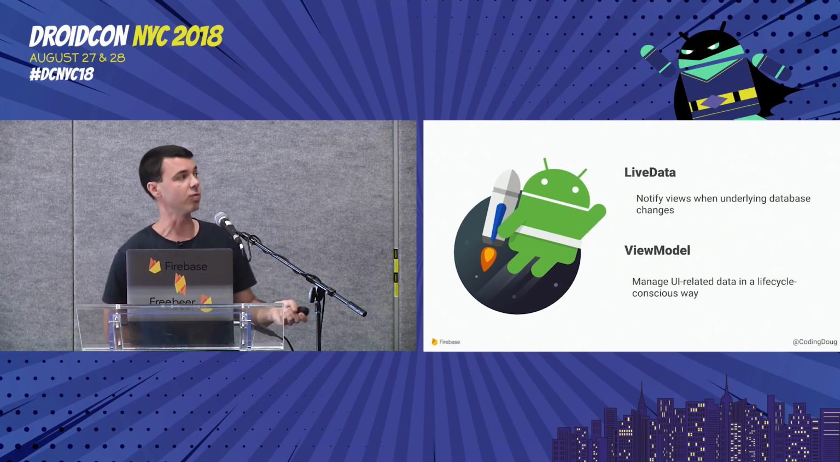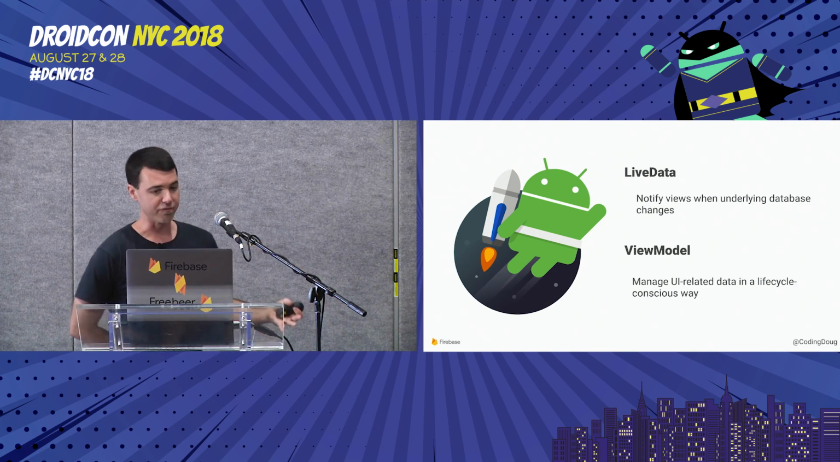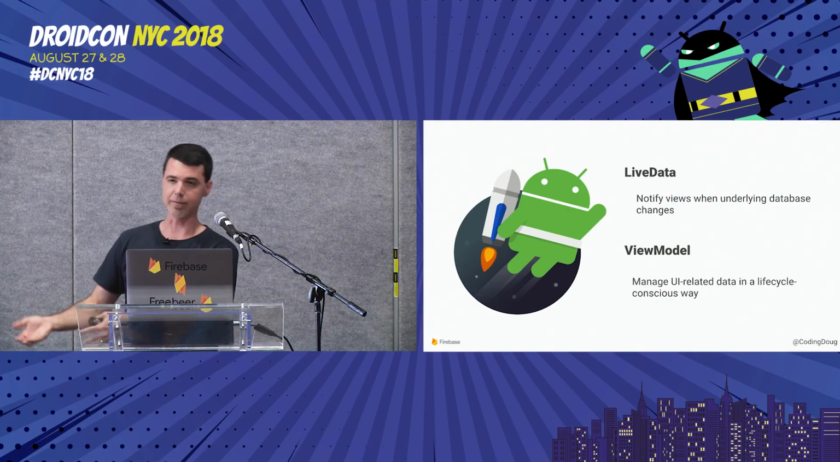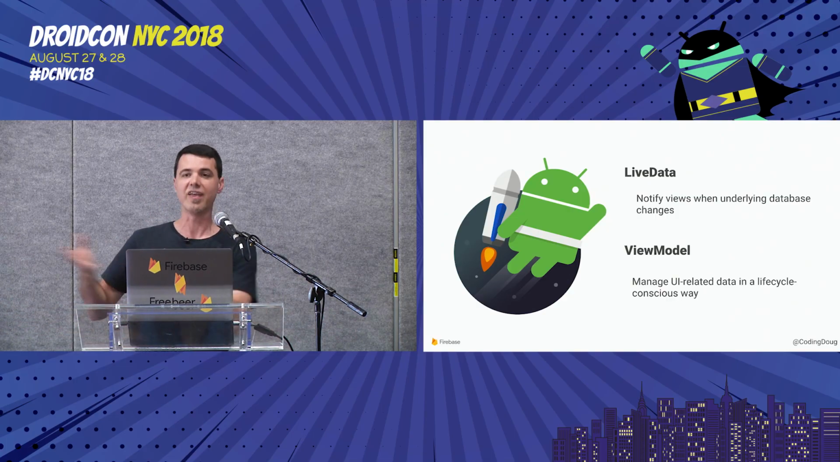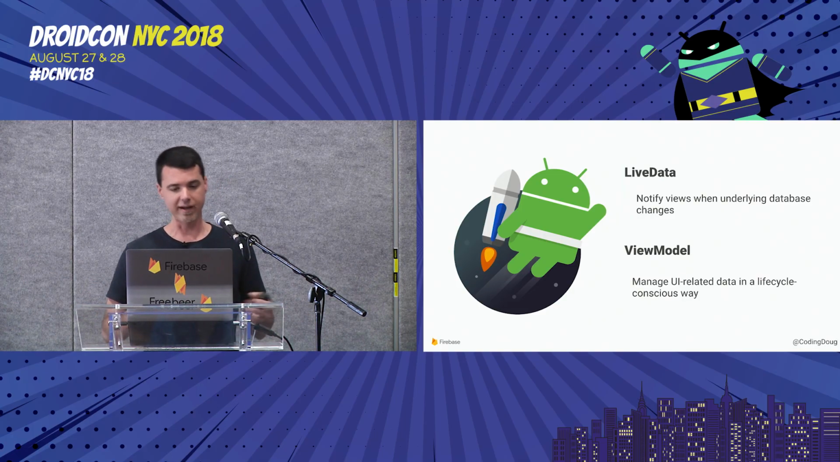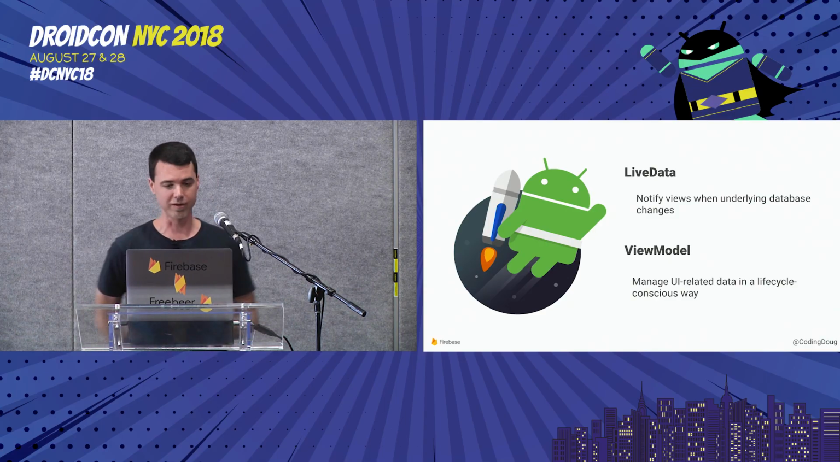The two most important ones, I think, are LiveData and ViewModel. So the Android team provides LiveData, which in soundbite terms, notifies views when the underlying database changes. So if something changes in your database, LiveData helps you surface that and populate your views with that. And then side by side with that, there's something called ViewModel, which manages UI-related data in a lifecycle conscious way. That's very soundbitey. What does it actually do? Well, I'll go into that a little bit later.